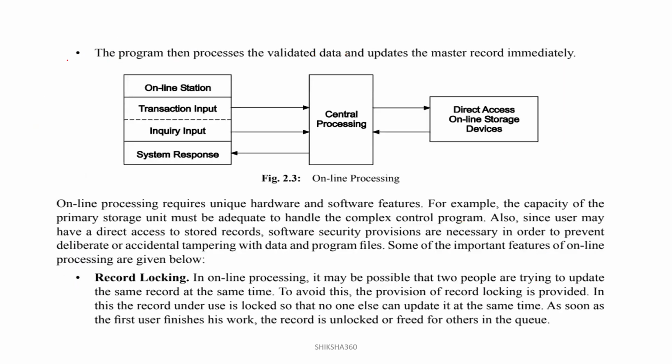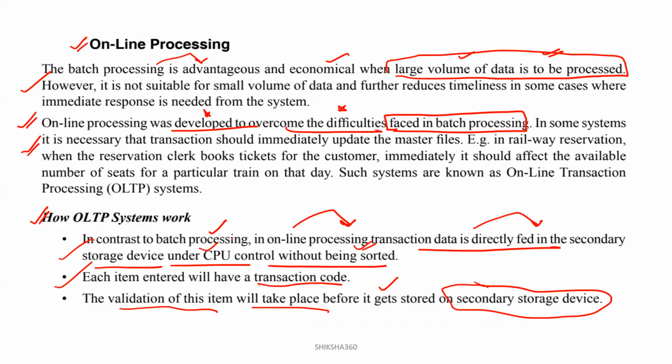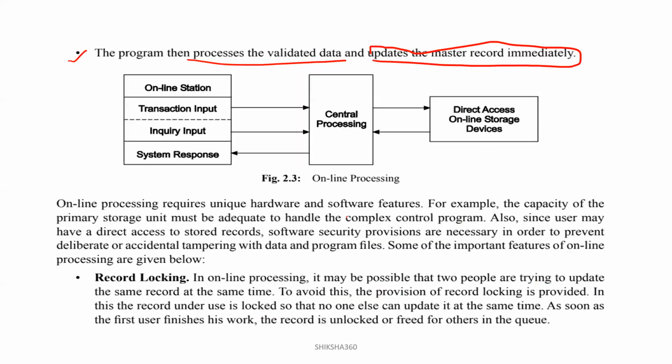The program then processes the validated data and updates the master file accordingly. So this part you have to remember: in the OLTP system, that is the online transaction processing system, each item entered will have a transaction. Online station, transaction point, inquiry point, system response.